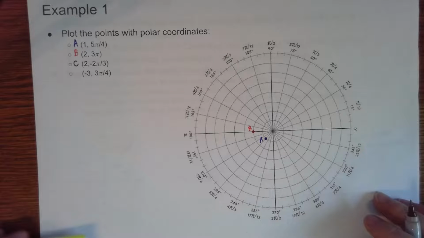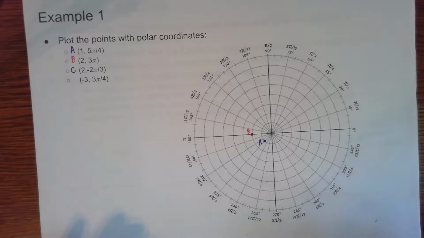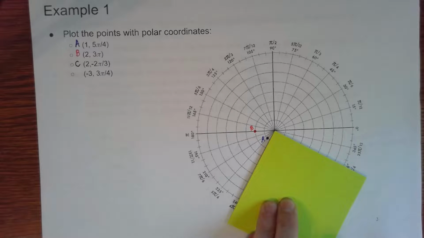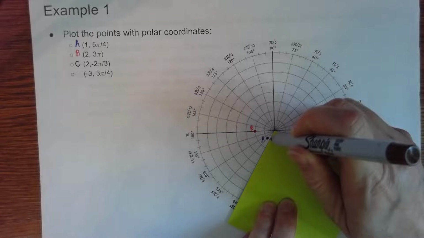Let's see, point C. So this time I need to go negative 2 pi over 3. So 2 pi over 3 is 120 degrees, so imagine I'm going back 120 degrees. So negative 2 pi over 3 put me right here. So my terminal edge is right here. And then I'm going to go 2 units from the origin along my terminal edge. 1, 2 units, and I will be right here.